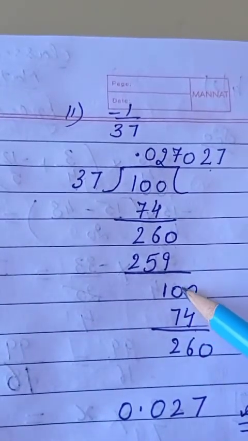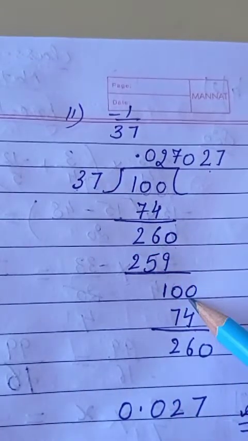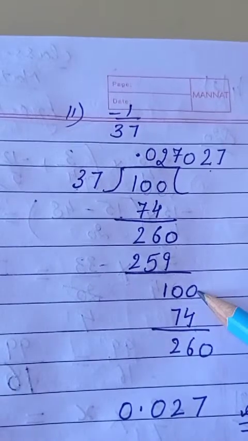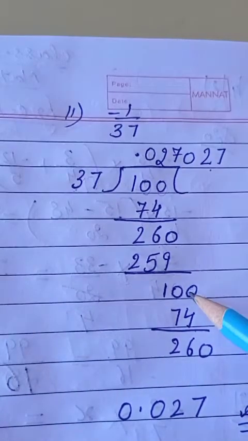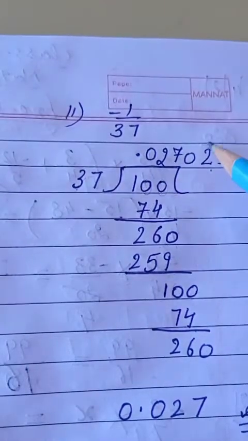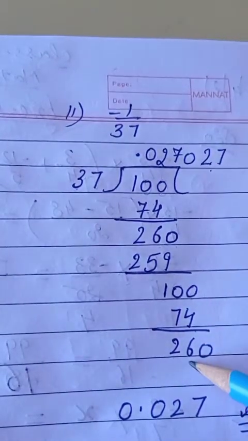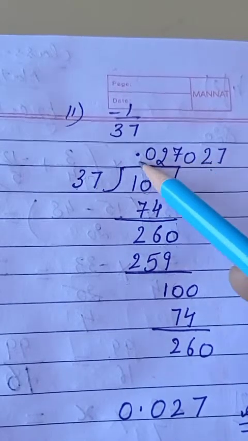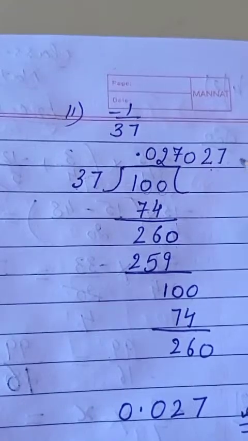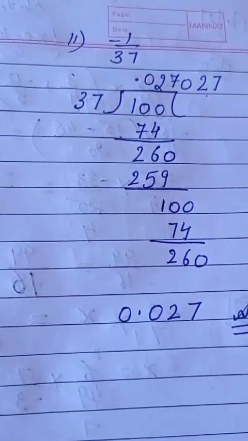Then we will put 10. Again beta, 10 is less than 37. Then one more 0 we will put. If we take two digits together, we will put a 0 here again. Now you can see 100 appeared again. Now same process. Again 37 2s are 74. You are left with 26, then 0. Then it will go with 7. So 0 2 7 0 2 7. It will keep on repeating. So your answer is 0.027 with the repeating bar.